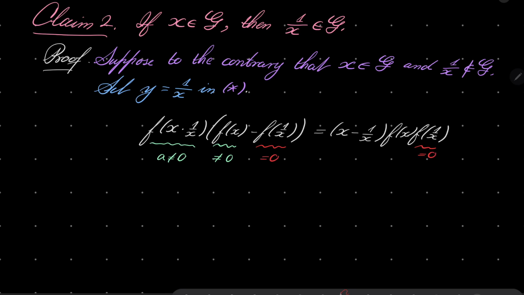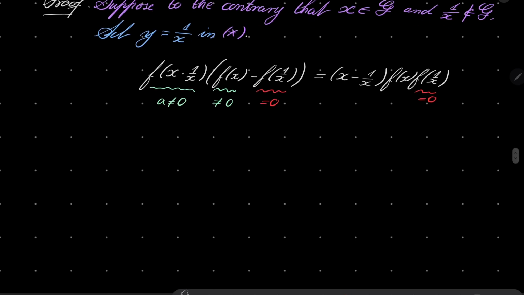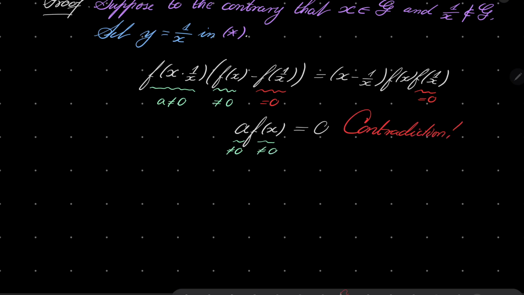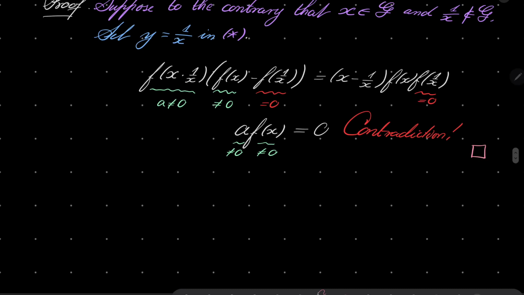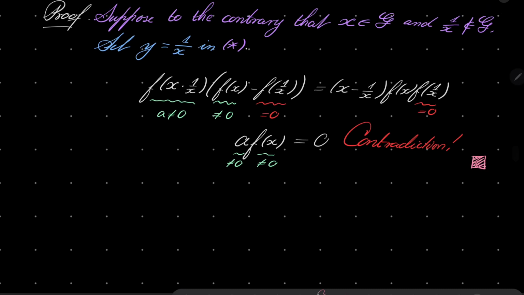And here it is 0. So we have this equation. f of 1, which is a, times f of x equals 0, and here is the problem because it's not 0, and this is also not 0. So we get a contradiction, which means that for every x in our group, 1 over x is also in our set, which closes the proof of claim number 2.